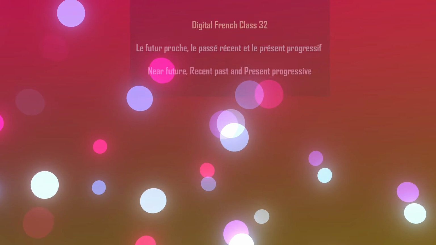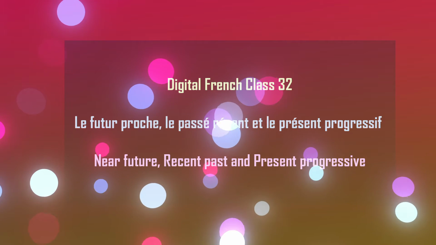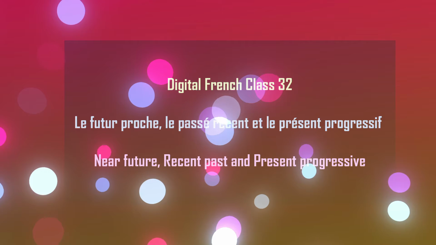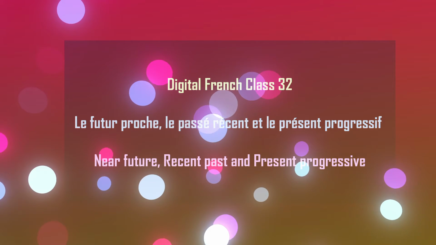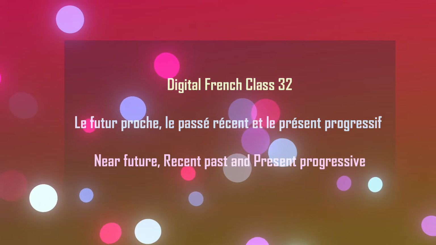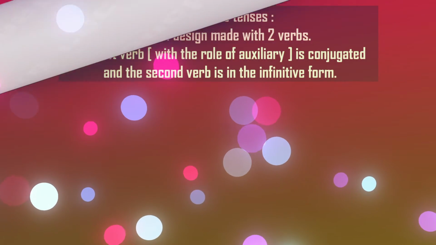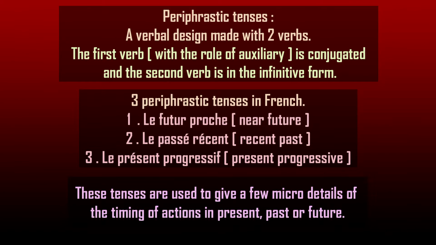Bonjour, bienvenue. In this YouTube class, we learn three periphrastic tenses: le futur proche, le passé récent and le présent progressif. Immediate future or near future, recent past and present progressive. These three tenses are sub-tenses of indicative mode. These are called periphrastic tenses.